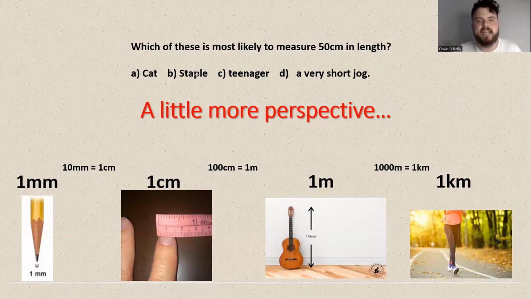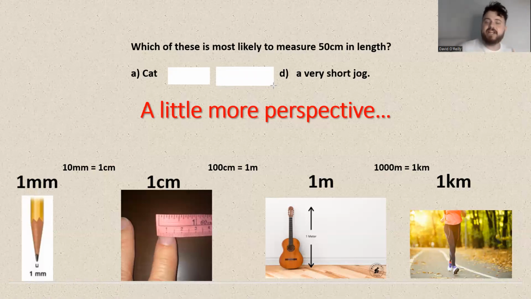So a staple, is a staple about half the size of a guitar? No, a staple is tiny. So let's get rid of a staple. What about a teenager? Is a teenager about half the size of a guitar? Of course not. A teenager is usually much taller than a guitar. And then finally, we've got a very short jog. Think about someone jogging. Even if it's a very short jog, is it likely to be half the size of a guitar?